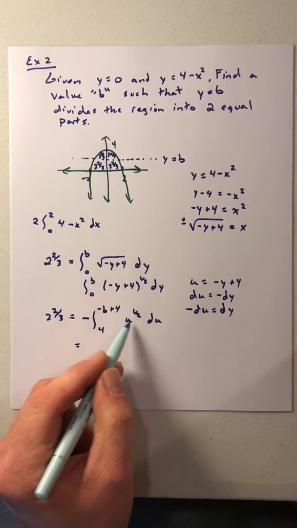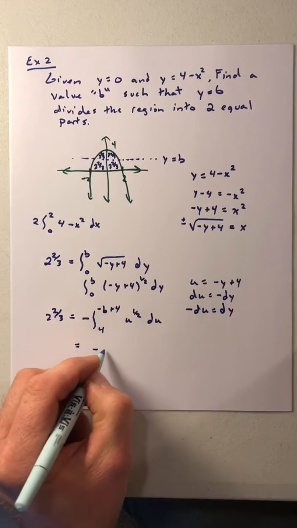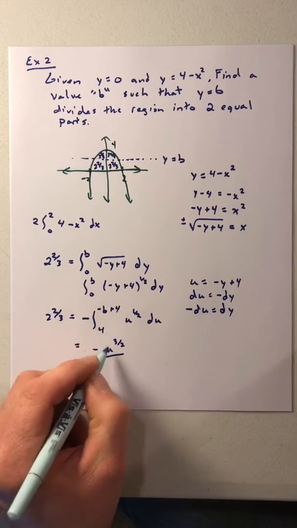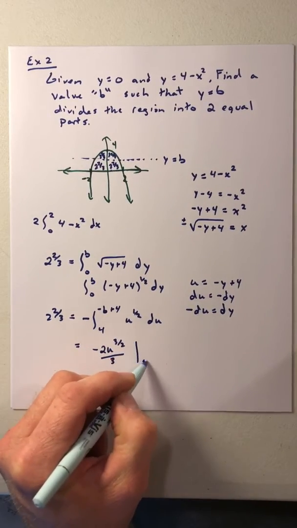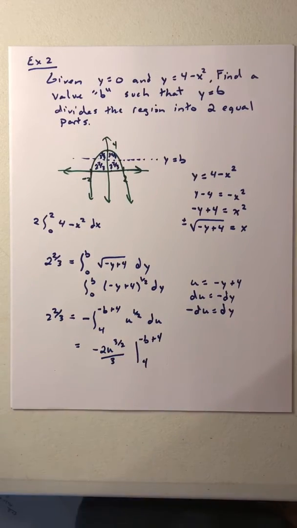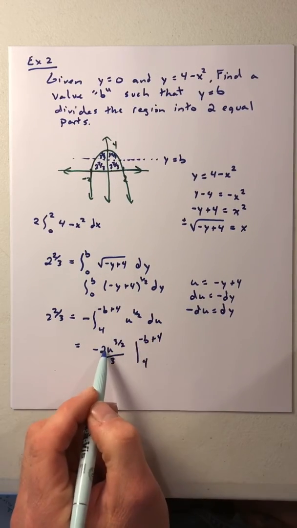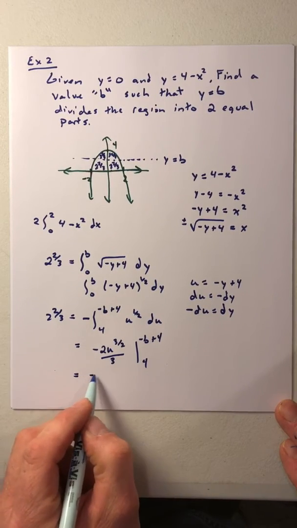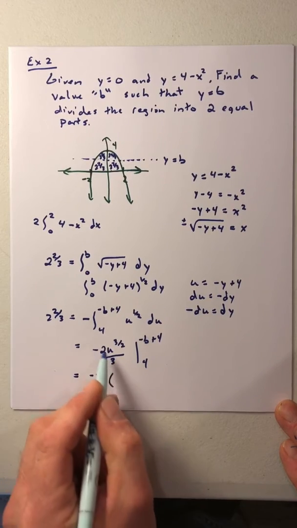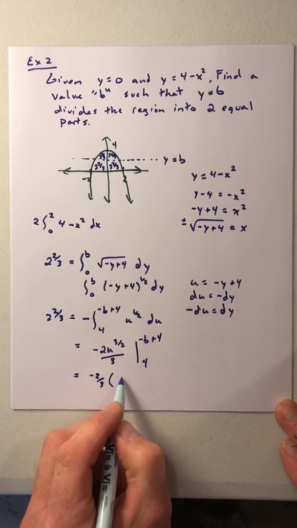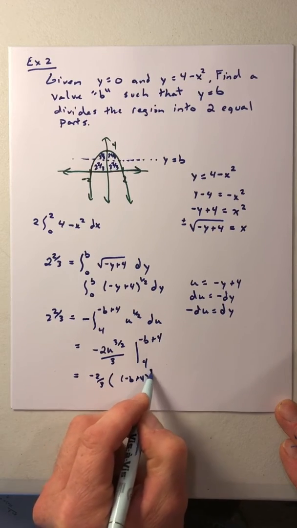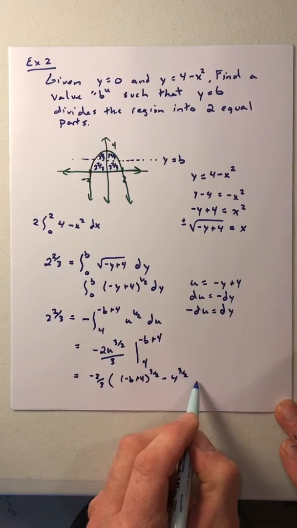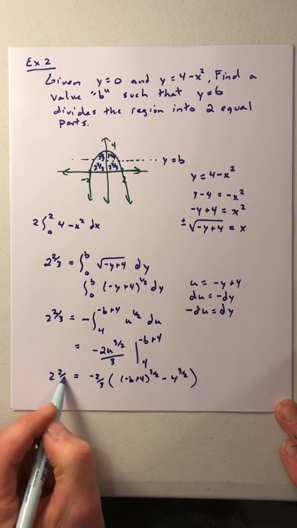Well, going ahead and integrating now, I can integrate u to the 1/2. That gives us negative u to the 3/2. I'm going to divide by 3/2, or multiply by 2/3. I'm going from 4 to negative b plus 4. I'm going to plug in my negative b plus 4. I'm going to plug in my 4. So I get this equal to negative 2/3 of, since that's a constant, I can do my negative b plus 4 to the 3/2 minus plug in my 4 to the 3/2. And that's going to all equal 2 2/3.